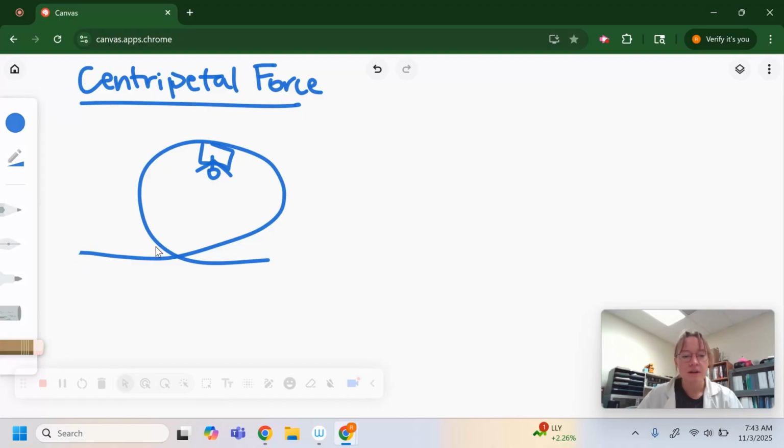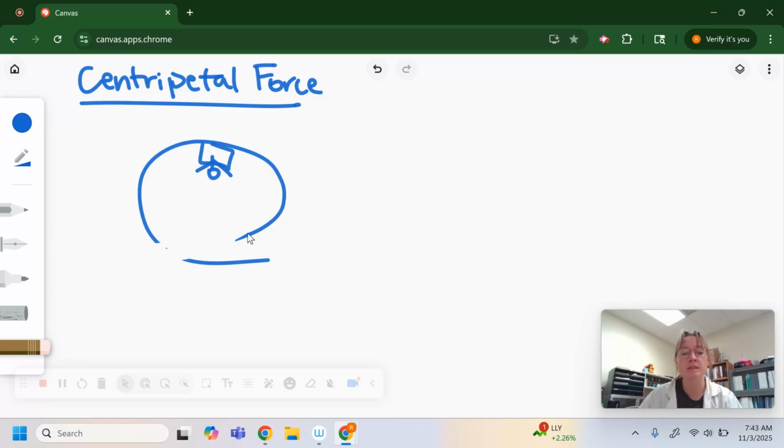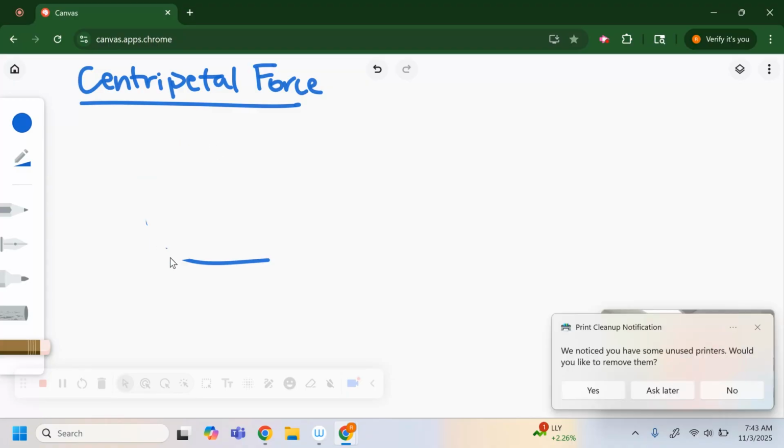Now, in order to understand the concept of centripetal force, you have to understand the concept of centripetal acceleration, which is what we talked about last time. We say that if you're going in a circle, you are accelerating, because you're changing your direction the whole way around, and changing your direction is changing your velocity.